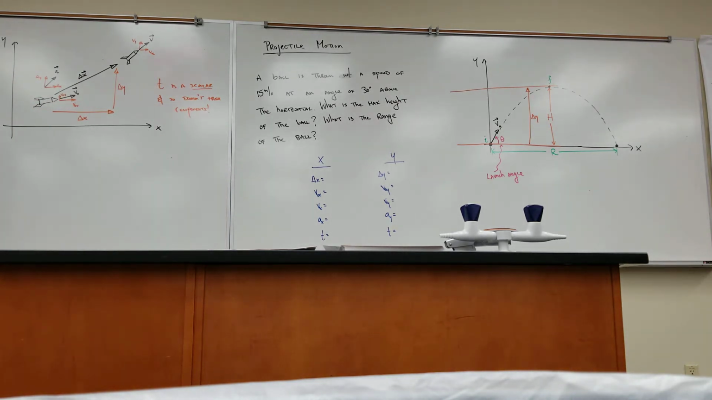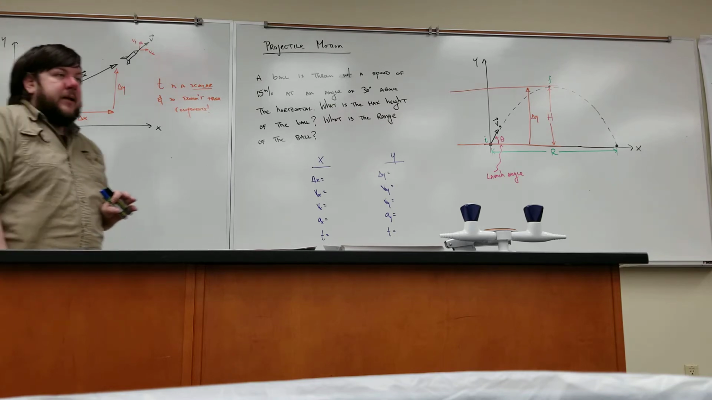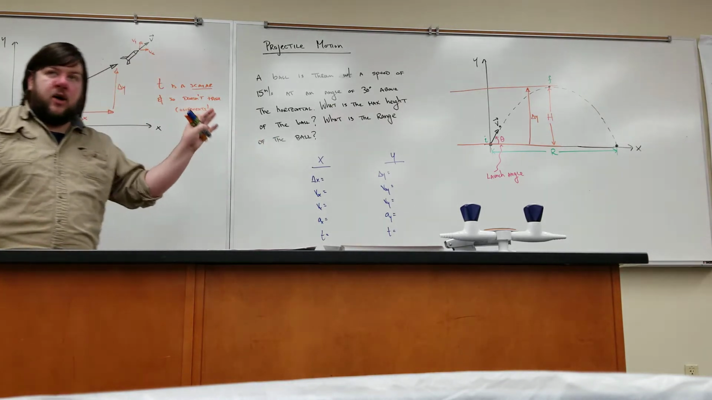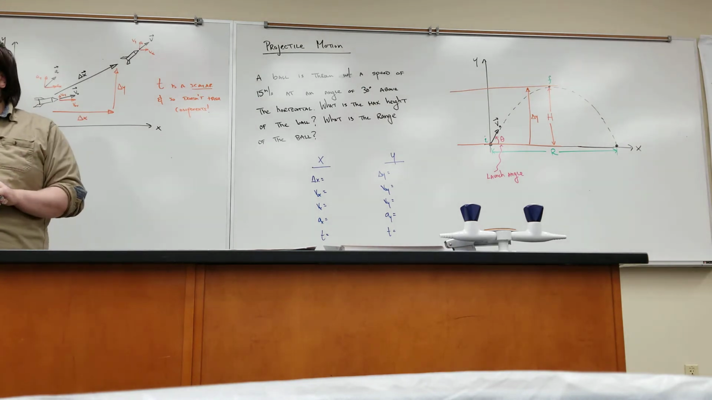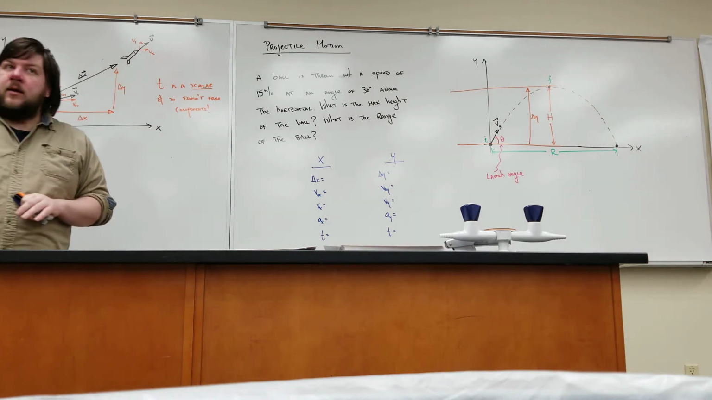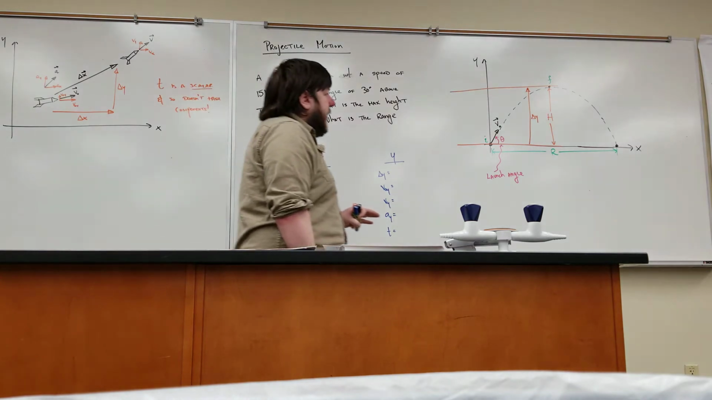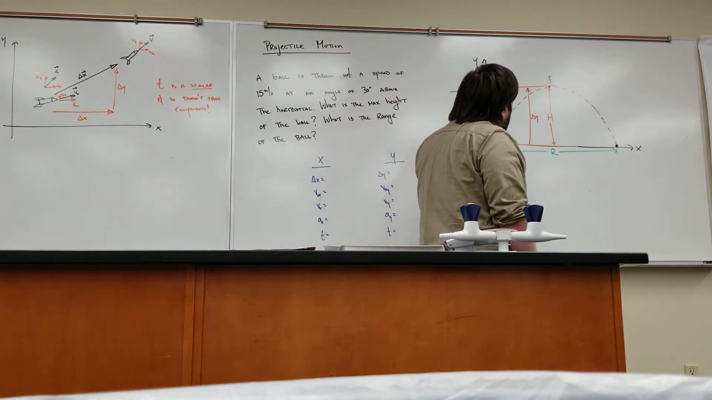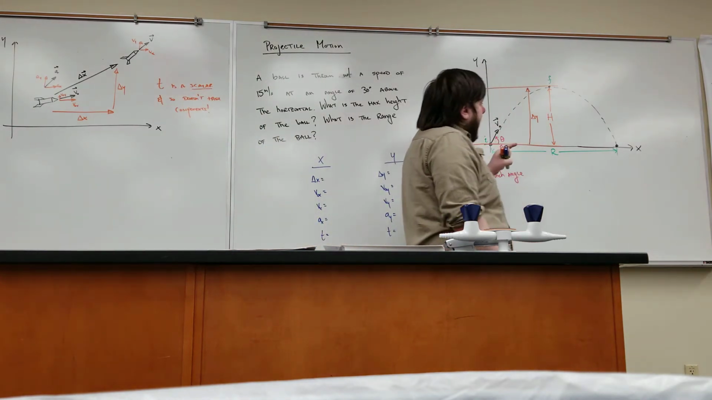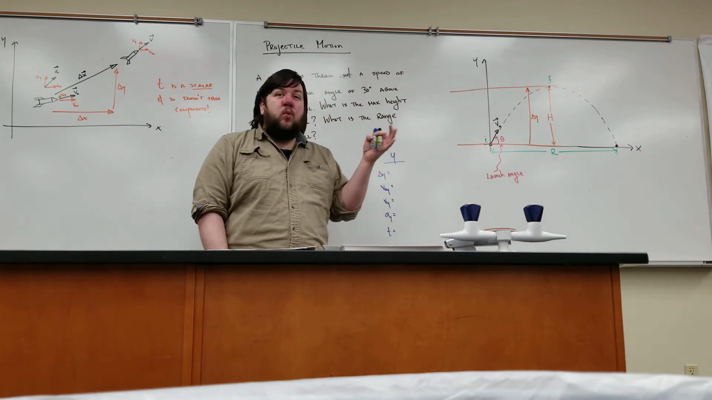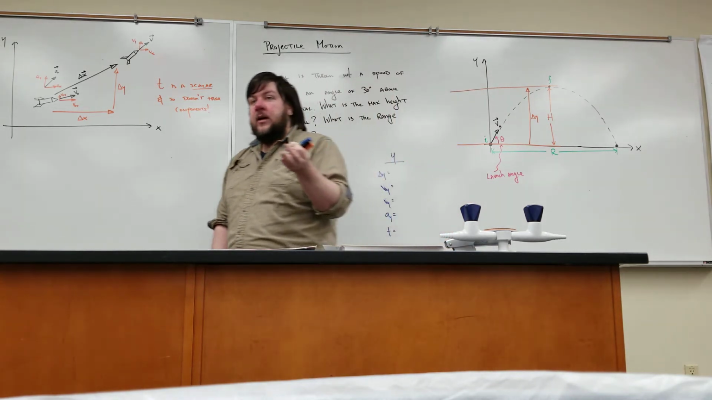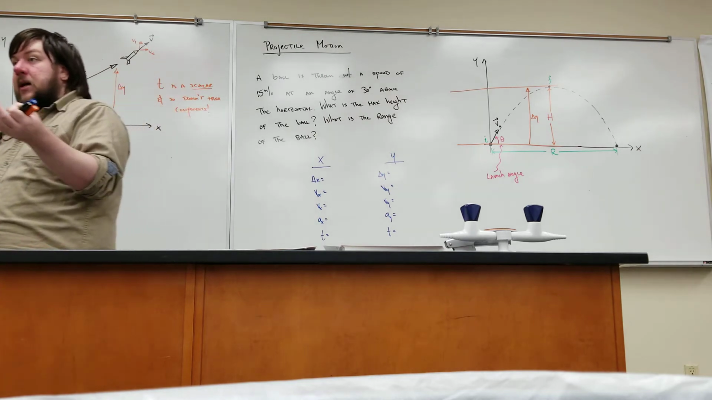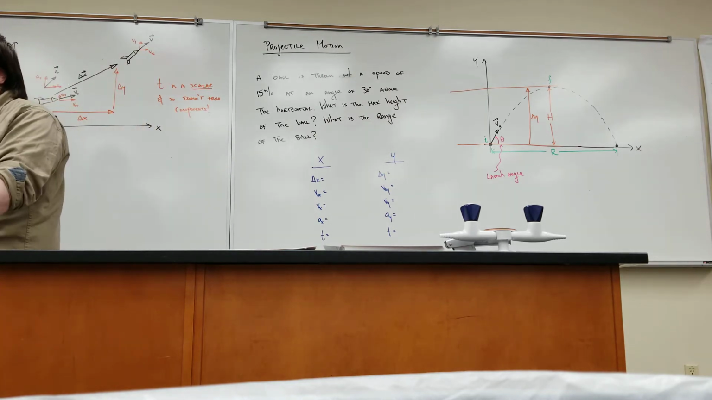Something that's really important to know about projectile motion, and this will always be true, is that we are going to assume that the only acceleration on the projectile is gravity. The reason we assume that is because there could only really be one other acceleration, and that would be air resistance. Well, no. So let me address that really quickly.